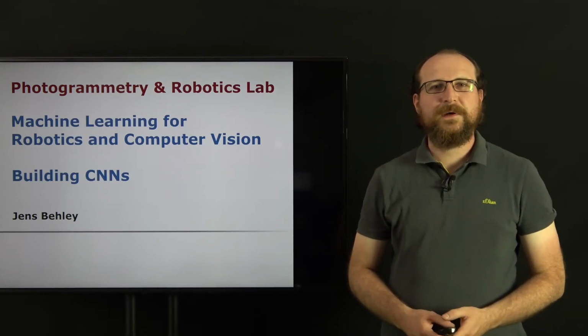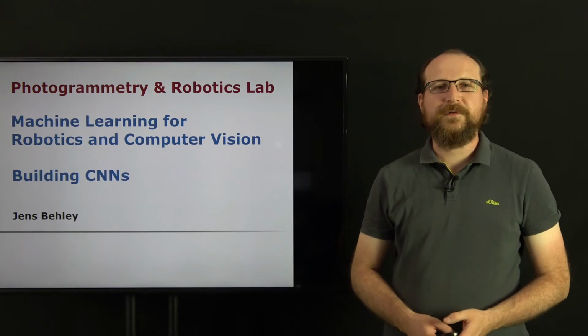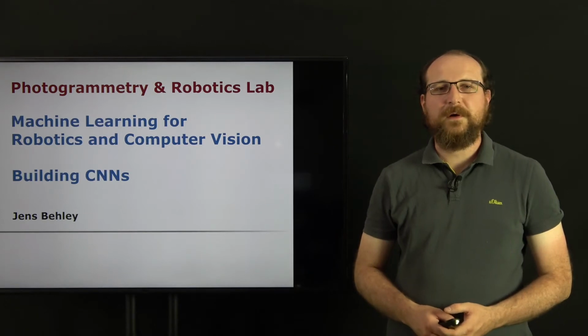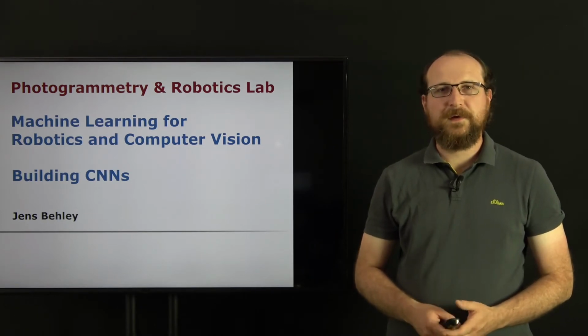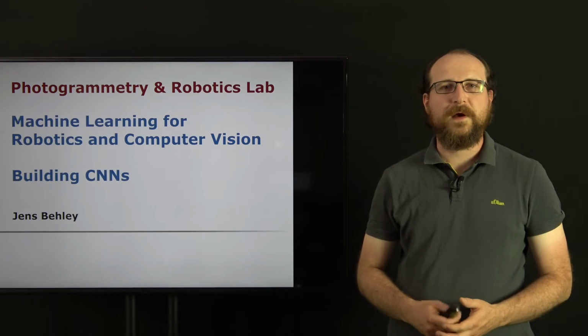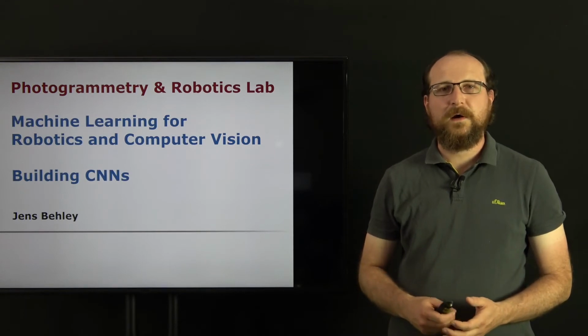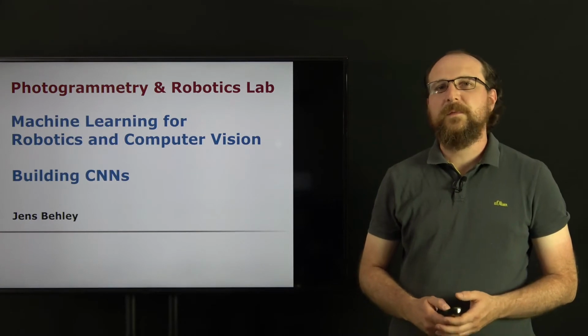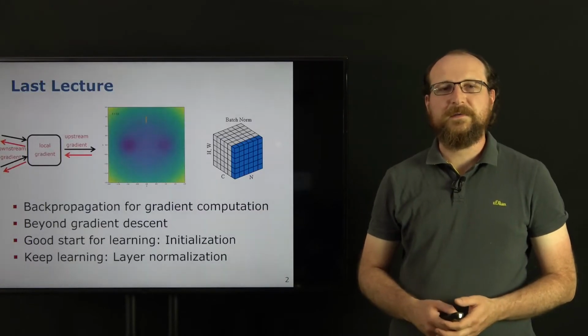Hello and welcome to the 9th lecture of Machine Learning for Robotics and Computer Vision. In this lecture we want to talk about how to actually build successful convolutional network architectures and how to structure them. And before we start with this, we will talk about what happened in the last lecture.